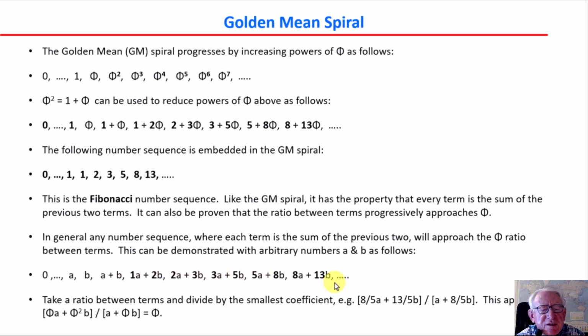Continue with that process. Now we can see that here again, we're getting the same Fibonacci number sequence. The 1, 1, 2, 3, 5, 8, 13, and so on. The Fibonacci number sequence is embedded in any sequence where each number is the sum of the previous two. Now we can prove that where we take a sequence where every term is the sum of the previous two, the ratio between terms approaches phi. There's an outline of a proof there, but we won't go into it.